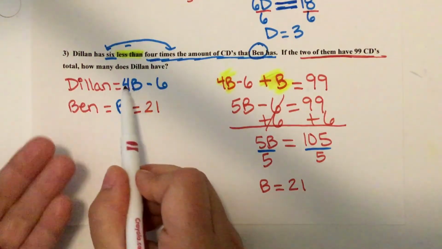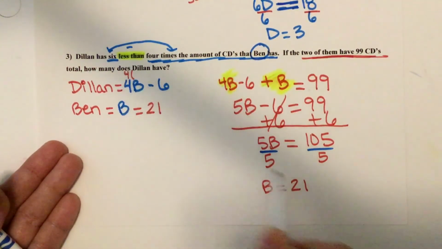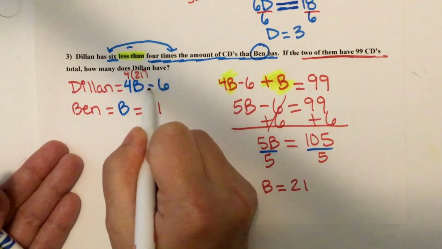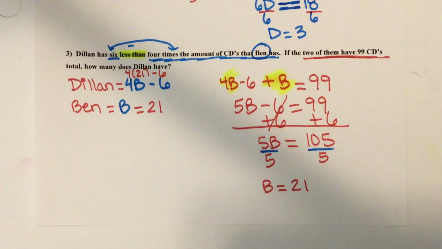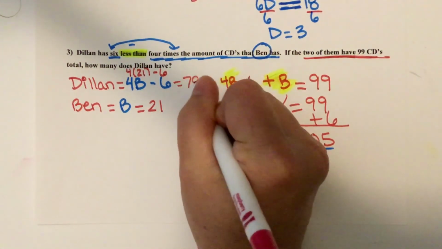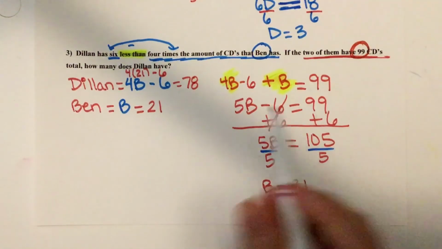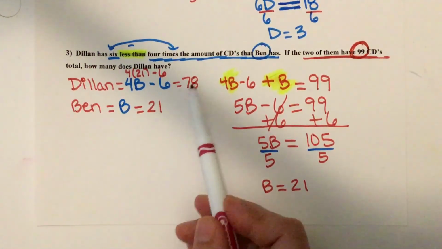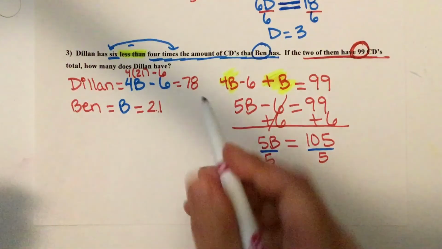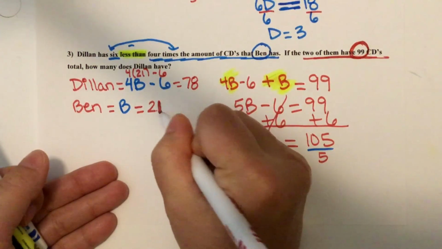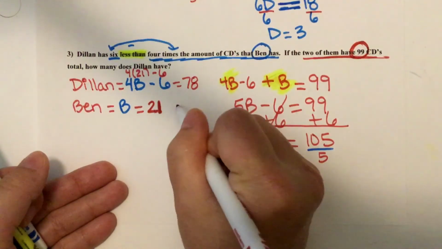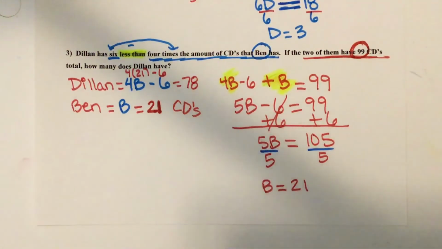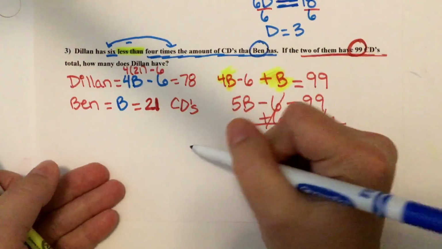So I'm going to come up here to B and put 21. All right, Dylan takes 4 times B, so 4 times 21, and then take away 6. If I take 4 times 21, that makes 84, and if I subtract 6, I get 78. And it said that together they have 99, so if you add 78 and 21, do you get 99? You sure do. So 21 CDs for Ben and 78 for Dylan. And that's our answer, and we're done. And that's it for this lesson. Smiley face.